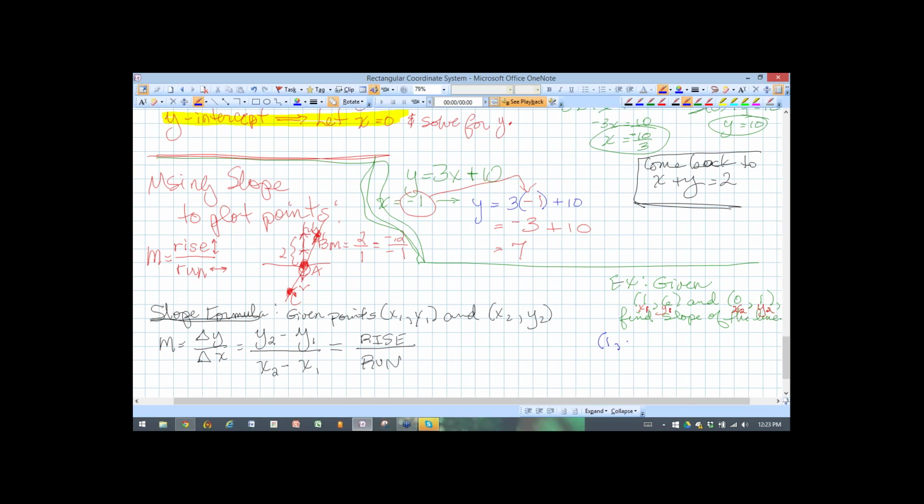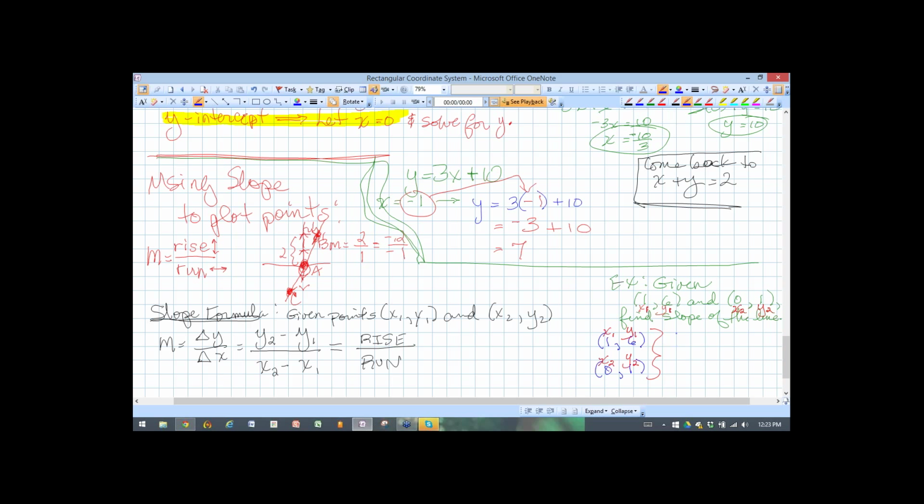So 1, 6, and 0, 1 are the points I'm given. The first point I can label as x1, y1. Second point, x2, y2. Okay? This is the information I'm given. Now I can fill in the slope formula.